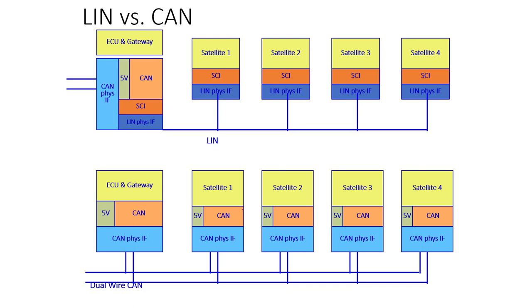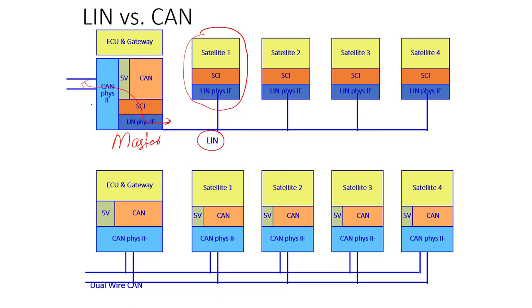So LIN versus CAN: if you look at it, the top network is LIN with a single wire. Every satellite is nothing but an electronic control unit that is attached to a car component. So it will have the physical layer support for LIN, and then subsequent layers. And also the LIN bus will talk to the master over here, whose job is to connect to a CAN bus and basically effect a communication like this.